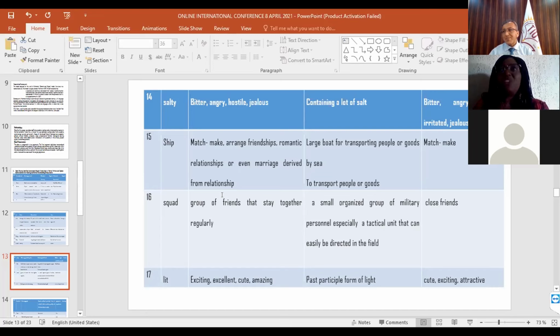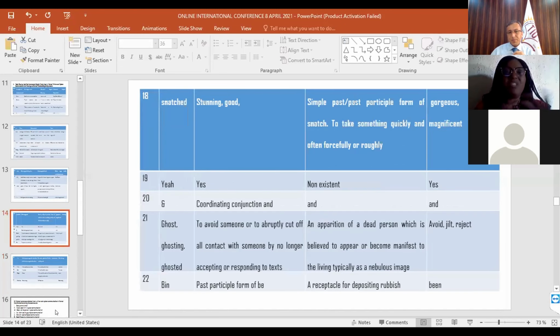So one can just simply say, okay, close friends. These are my close friends, instead of saying, this is my squad. Then lit. Lit is used to mean exciting, excellent, cute, amazing. But in the standard English, of course, it is the past participle form of light. So, of course, the standard English equivalent will still be cute, amazing, etc.